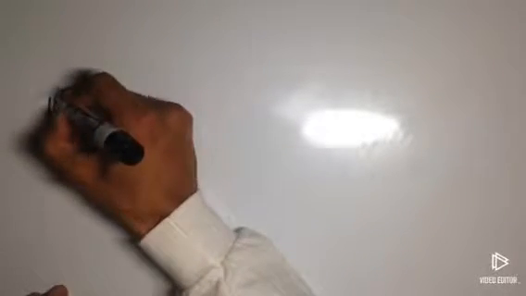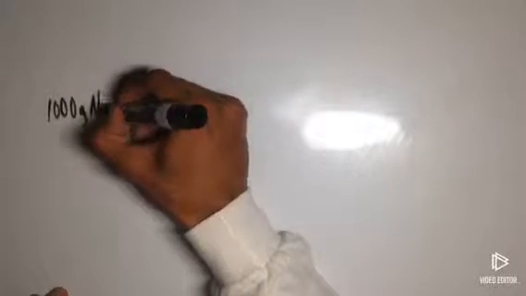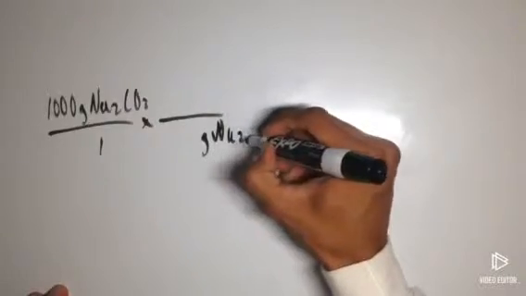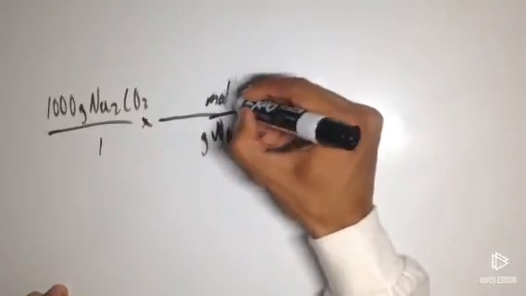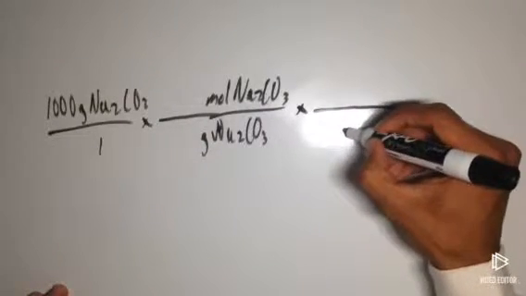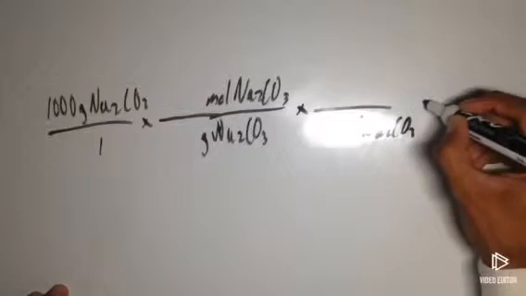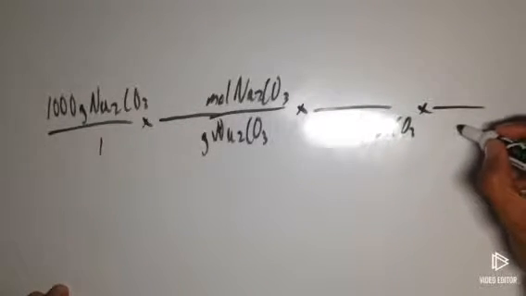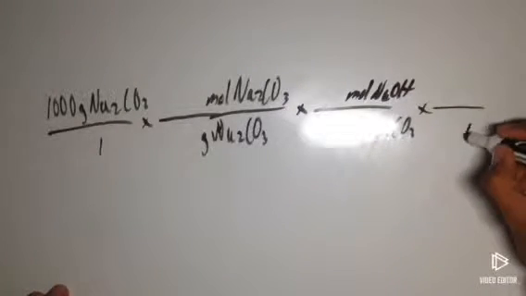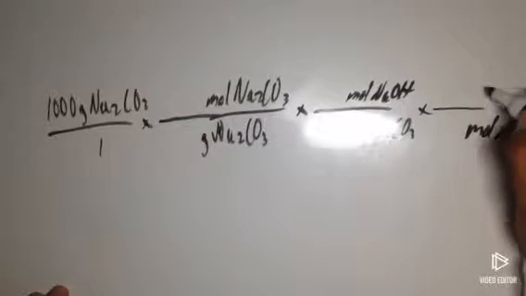The way this should be written is, hopefully I can get it in one try: 1,000 grams Na2CO3 times grams of Na2CO3 over mole of Na2CO3, times mole of Na2CO3, and then mole of NaOH over mole of NaOH.